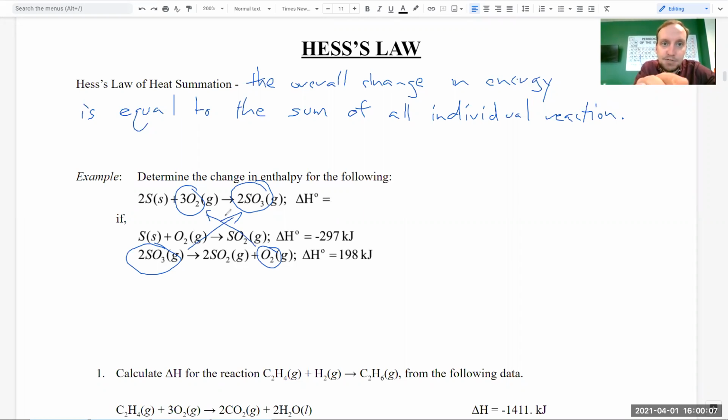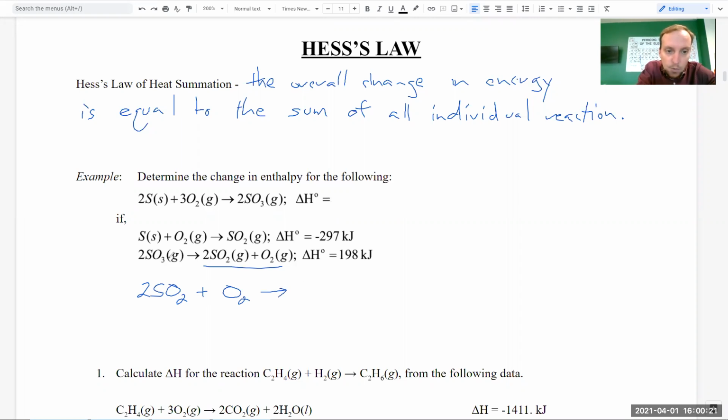So what we need to do in this particular case is take this second reaction on the bottom and reverse it. So I'm going to write this on the left side: 2SO2 plus O2 yields 2SO3. Now, because we literally just flipped the reaction backwards, I need to reverse the sign. Notice it was positive 198. Now it needs to be negative 198. Whenever we switch and flip the reaction around, we need to flip the sign on the delta H. So this, again, you can't ignore.